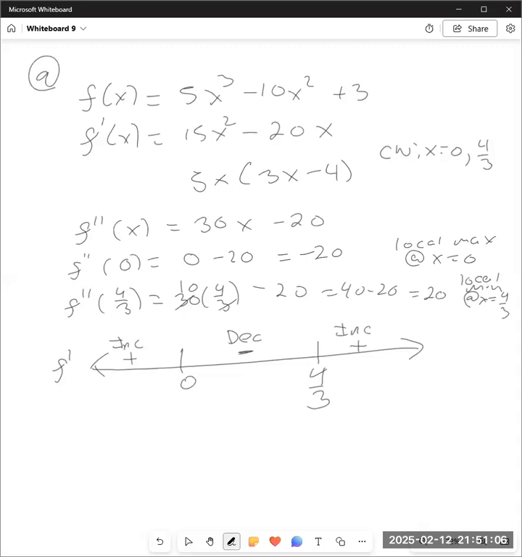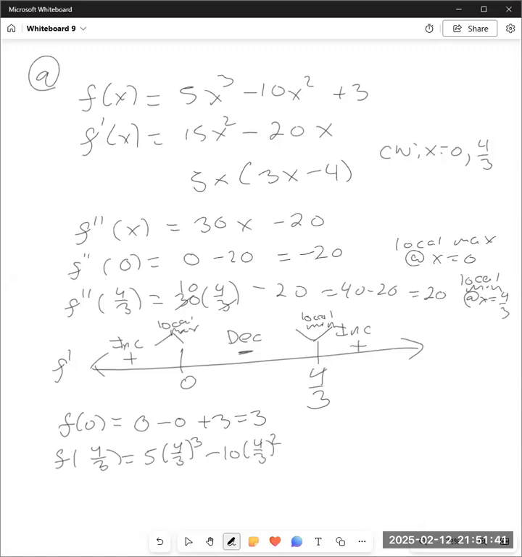And so when I go from increasing to decreasing, there's a local max. When I go from decreasing to increasing, there's a local min. So let's go ahead and stick those numbers back into my original. f of 0 is equal to 0 minus 0 plus 3, which is 3, and f of 4/3 is equal to 5 times 4/3 cubed minus 10 times 4/3 squared plus 3.